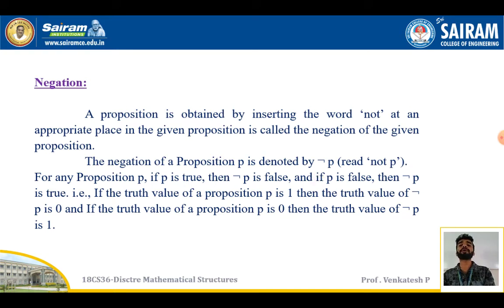So for any proposition P, if P is true, then obviously not P will be false, and if P is false, then not P will be true. That is, if the truth value of the proposition P is 1, then the truth value of not P will be 0. Similarly, if the truth value of P is 0, then the truth value of not P will be 1.